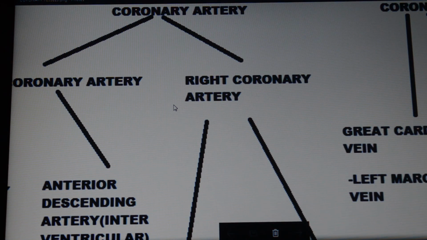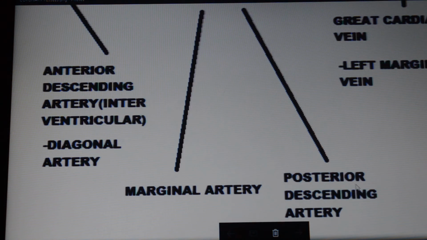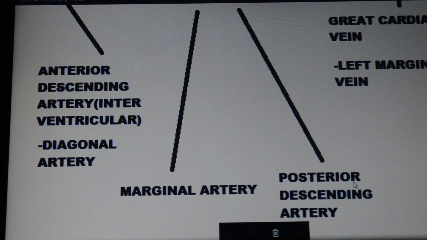The next are the right coronary arteries. They are subdivided into two parts. The marginal artery supplies blood to the anterior part of the right atrium and the surface of the ventricles. And next are the posterior descending arteries, providing blood to the base of the right ventricle and somewhat the interventricular septum. So these were the coronary arteries.